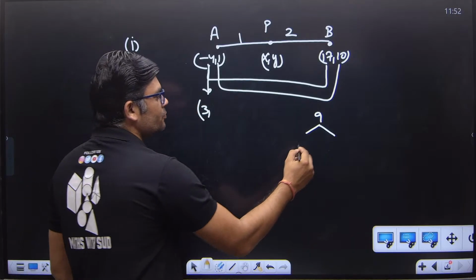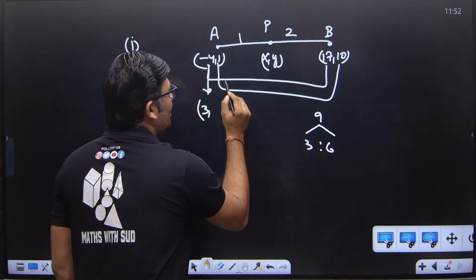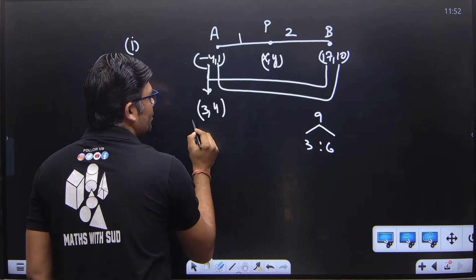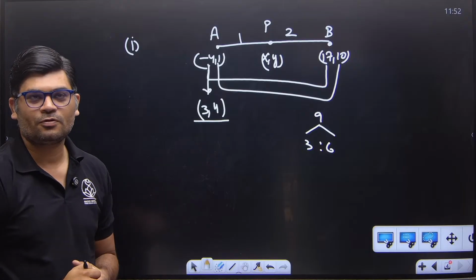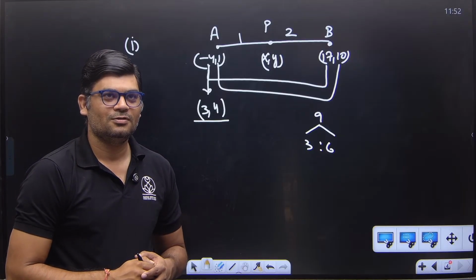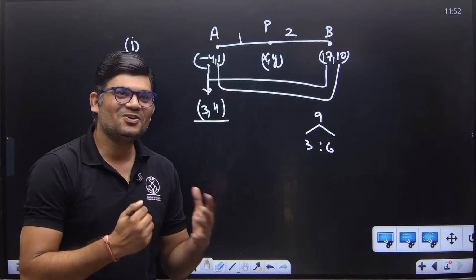3 and 6. Yes. So add 3 to 1, so you will get 4. So the answer is 3 comma 4. Oh, okay. It's so easy.